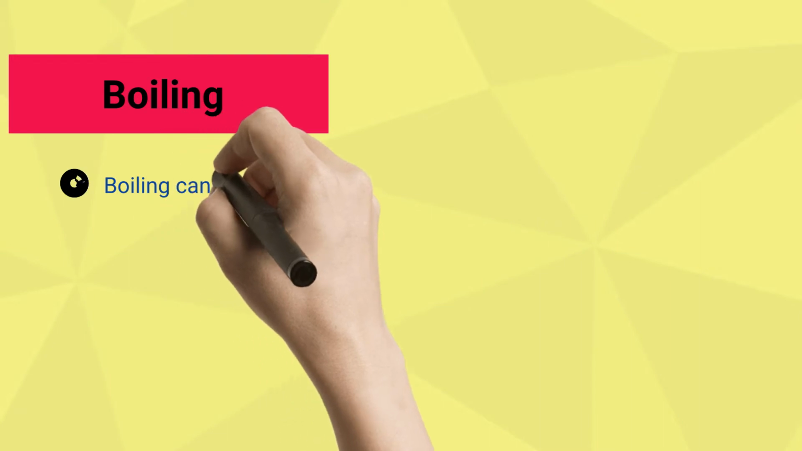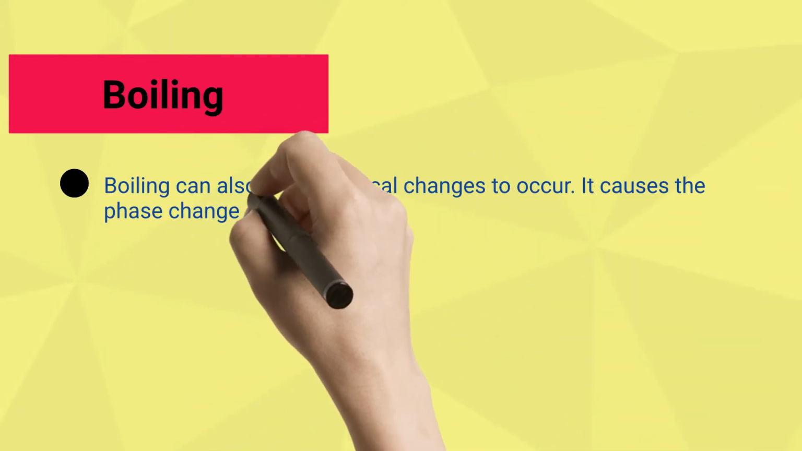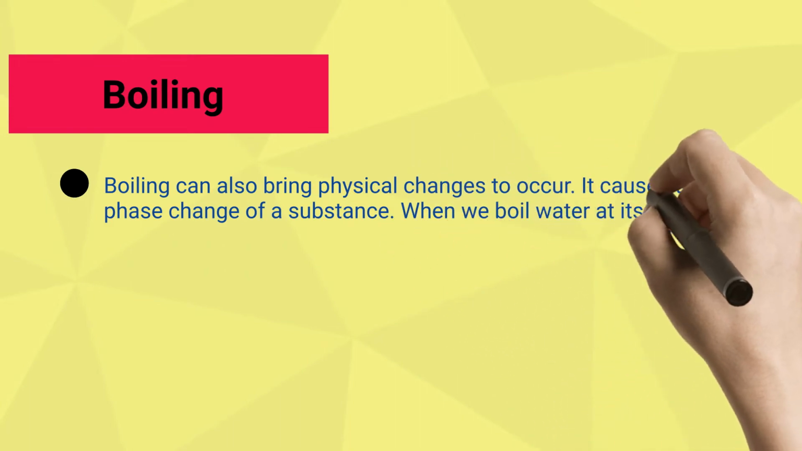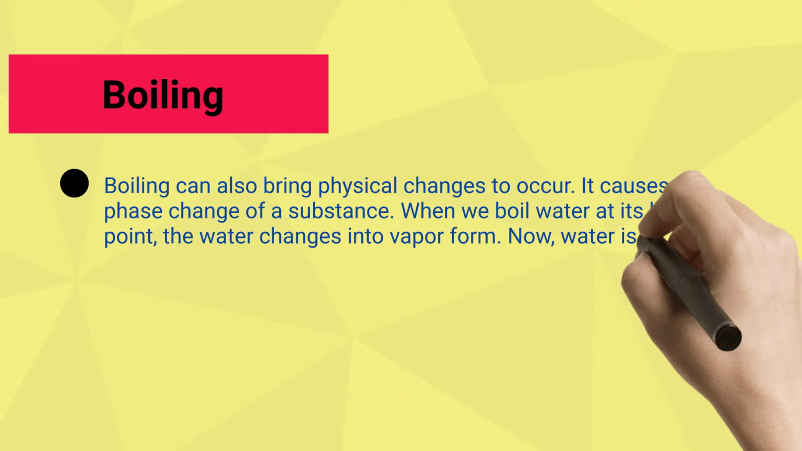Boiling. Boiling can also bring physical changes to occur. It causes the phase change of a substance. When we boil water at its boiling point, the water changes into vapor form.